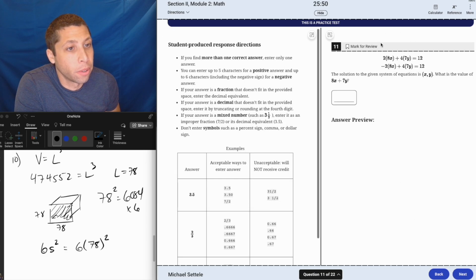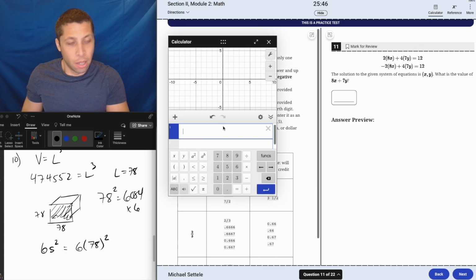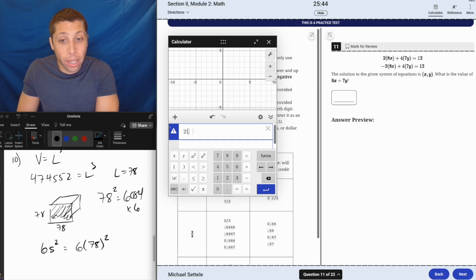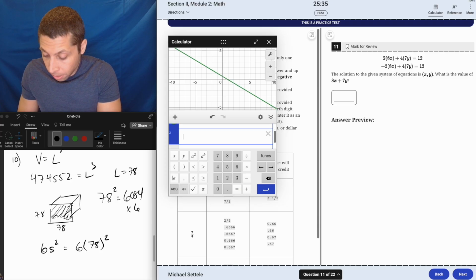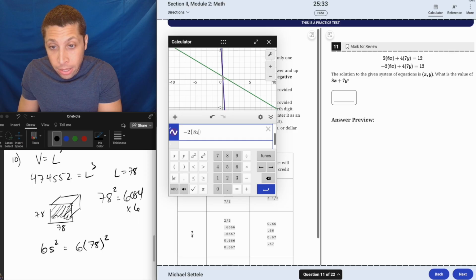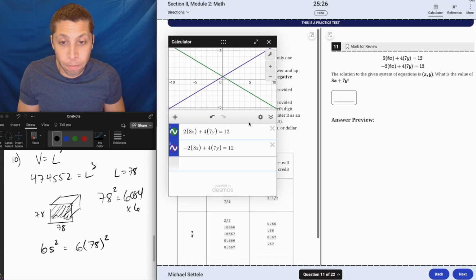The solution is 8x plus 7y. What's that? Okay. I'm sure there is a shortcut way to do this. I don't care. Why take the risk of using the wrong shortcut when Desmos is its own shortcut? Negative 2 times 8x plus 4 times 7y equals 12. So did I type it right? 2 8x plus 4 7y equals 12. Negative 2 8x plus 4 7y equals 12.